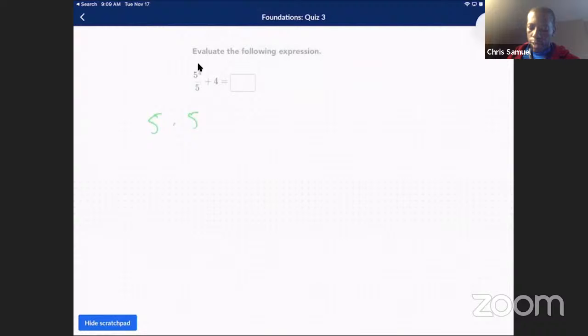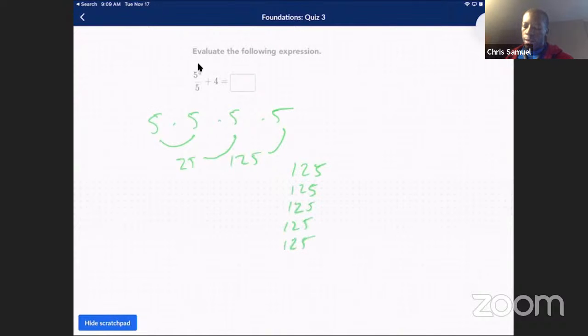We have 5 times 5 times 5 times 5, which is 5 to the 4th. 5 times 5 is 25, this 25 is 125, and then this, I remember it's 625. So you have 625. Then you have 625 over 5 plus 4.